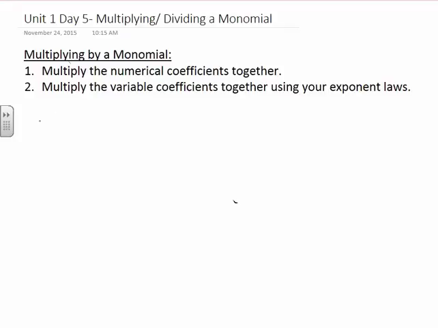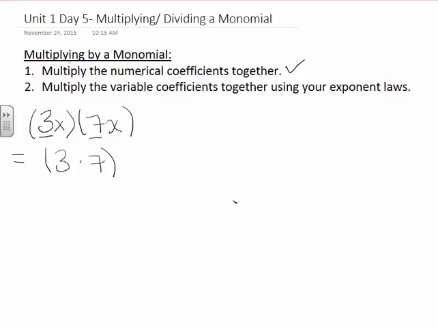If we are given the two monomials 3x and 7x, we know that first, by our steps, we have to multiply the numerical coefficients together. In this case, that's the 3 and the 7. So 3 times 7. And secondly, we multiply the variable coefficients together, which is the x and the x. So x times x.